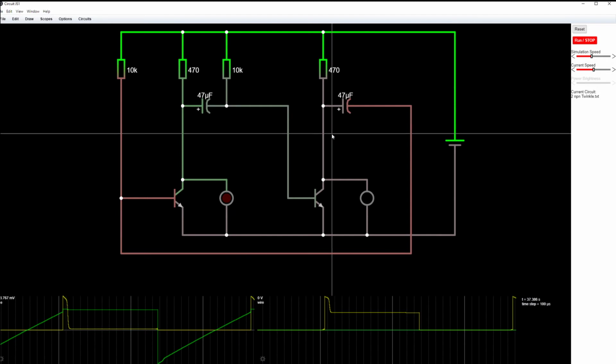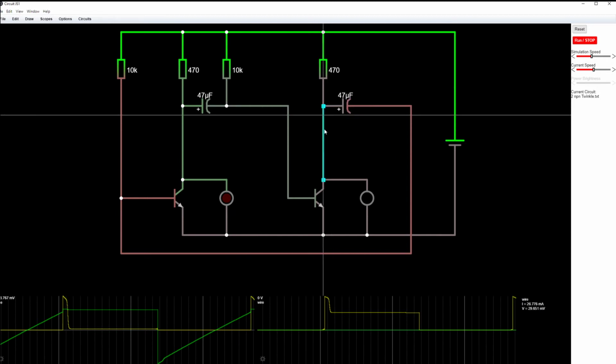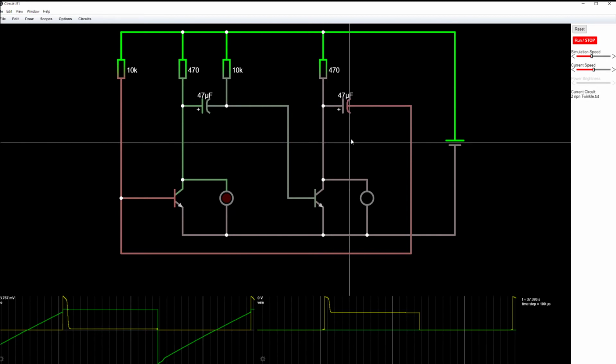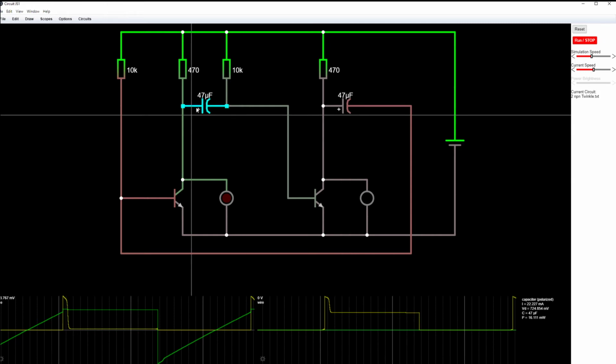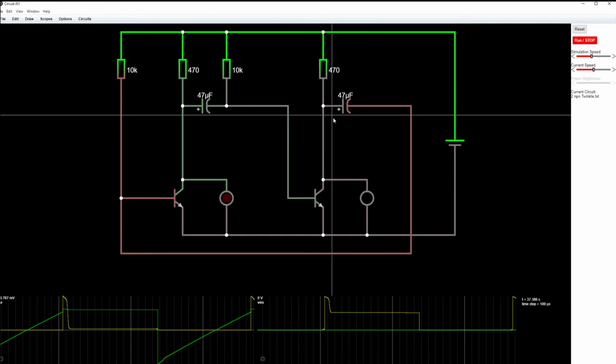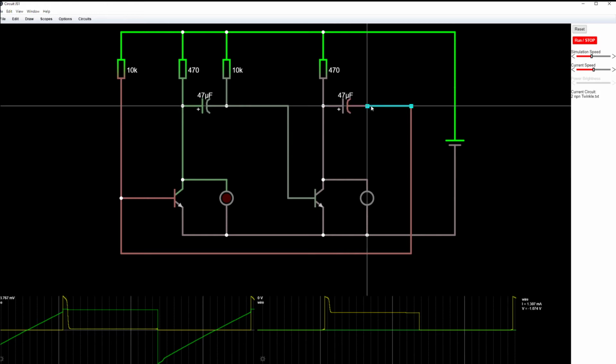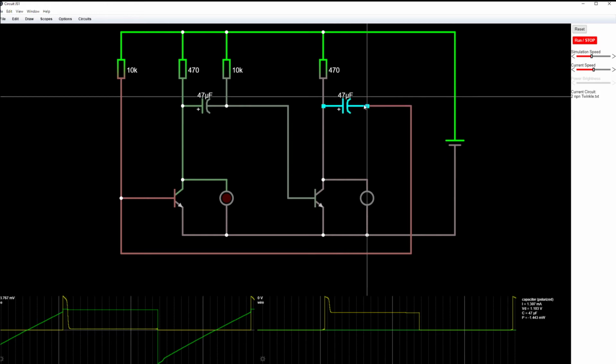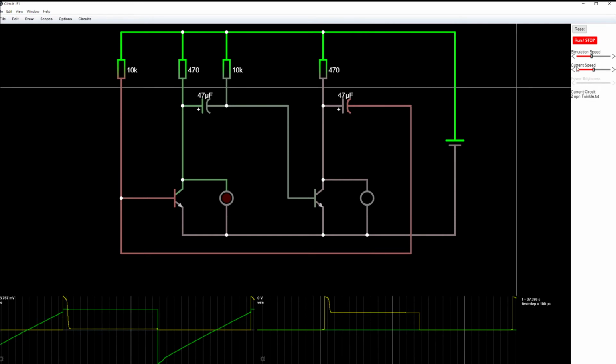But we know that the position of that capacitor before was 1.1 volts, the approximate voltage difference across the capacitor. So we know that the left side of the capacitor had to be 1.1 volts higher than the right side of the capacitor, and that's how we get this negative voltage over here.